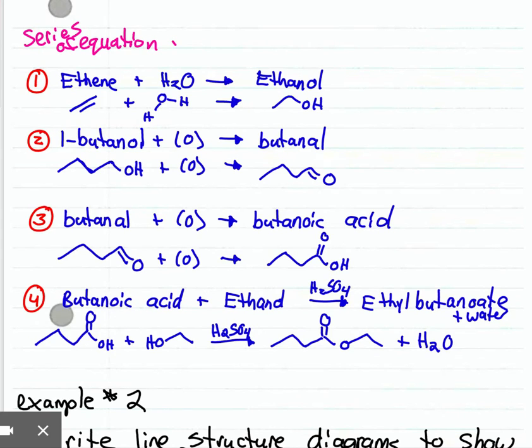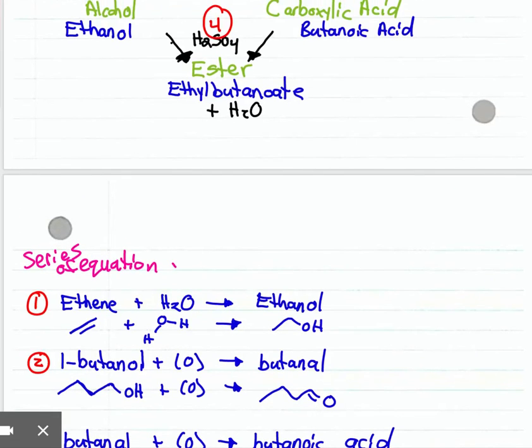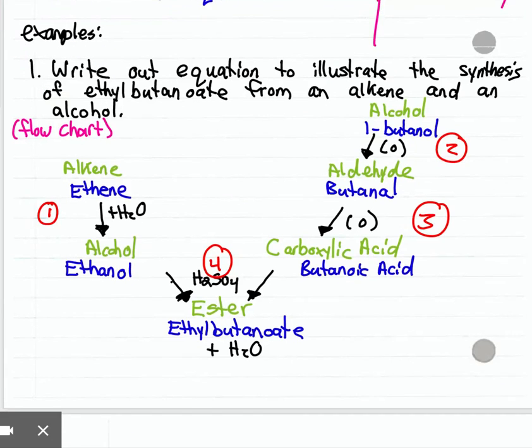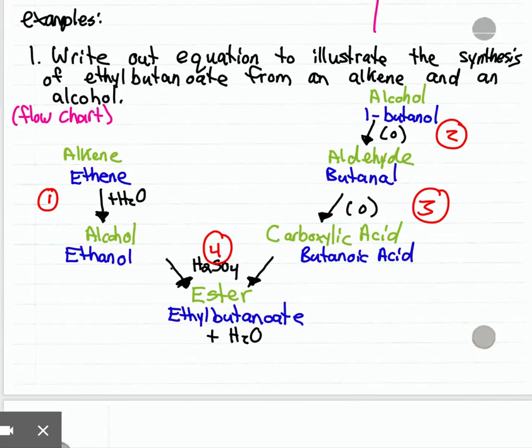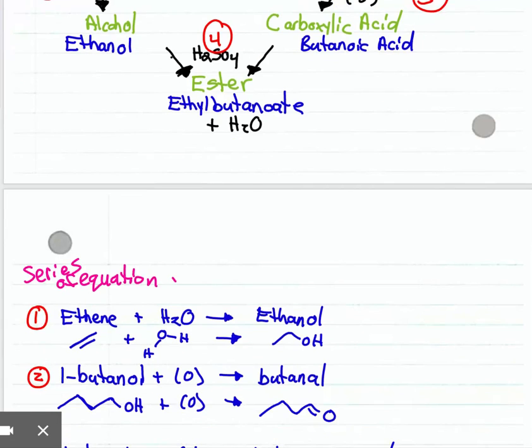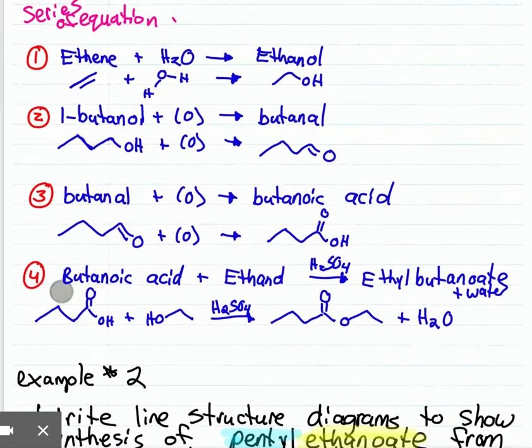But what I have done is I have written out all of the reactions. So this is reaction 1, and then there's 2, 3, and 4. So I have written every reaction out on its own line. I have shown ethene plus water making ethanol with the structural diagrams, because I'm going to ask you to do that. And then I'm showing the 1-butanol oxidizing into the butanal.